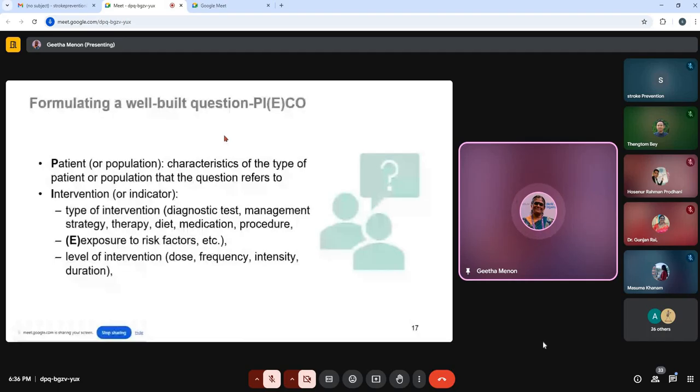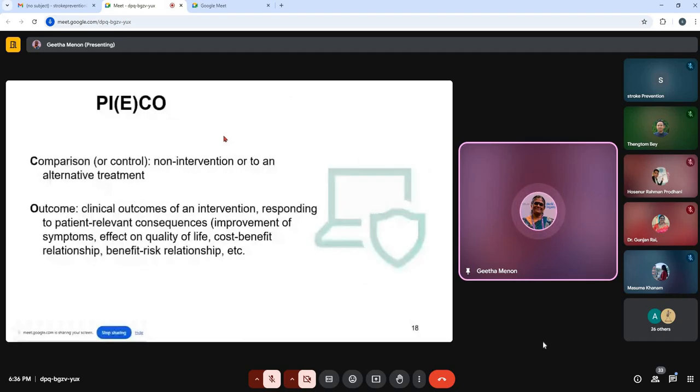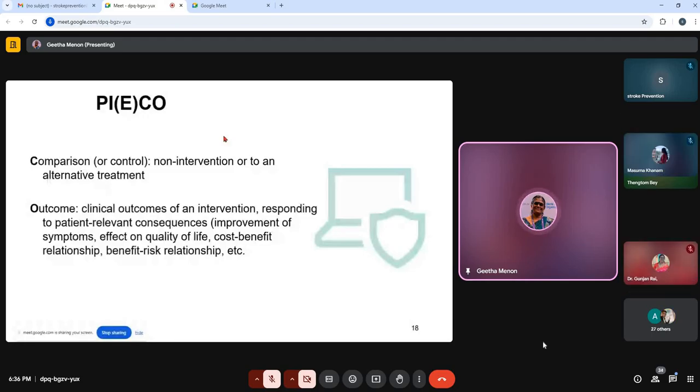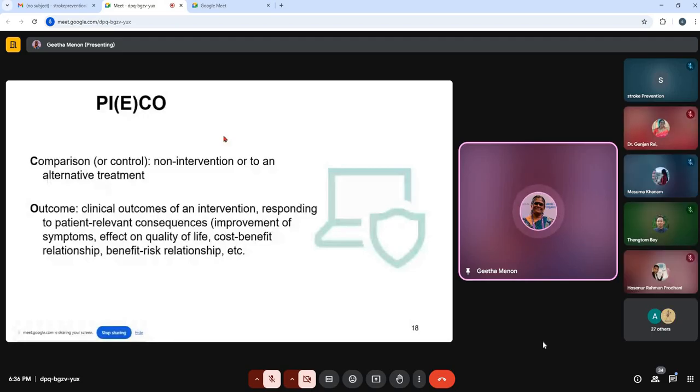And then the comparator is the non-intervention group, or the alternative treatment group, or the control group in a trial or a study. And outcomes are the clinical outcomes of the intervention. It could be response to treatment, it could be improvement in the symptoms, it could be the improvement in quality of life, or it could be any kind of benefit that the patient gets from the intervention.